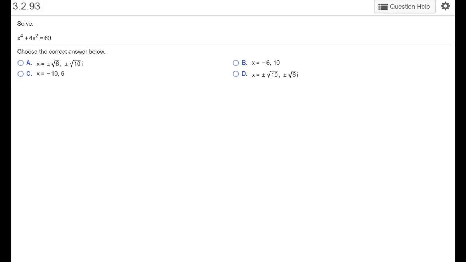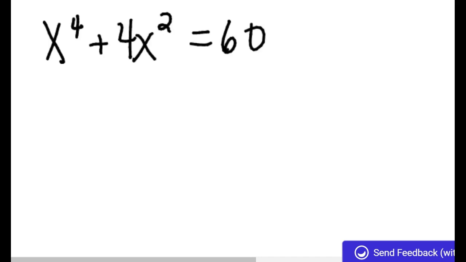So here is an example from this homework set on section 3.2, entitled Quadratic Formula and Reducible Equations. We have the equation x to the fourth plus 4x squared equals 60, and we are asked to solve this one.